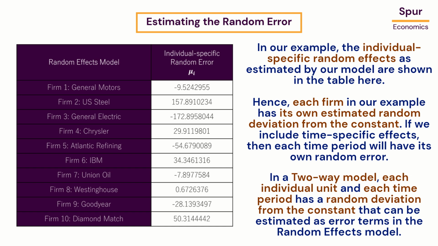If we include time-specific effects, then each time period will have its own random error. In a two-way model, each individual unit and each time period has a random deviation from the constant that can be estimated as error terms in the random effects model.